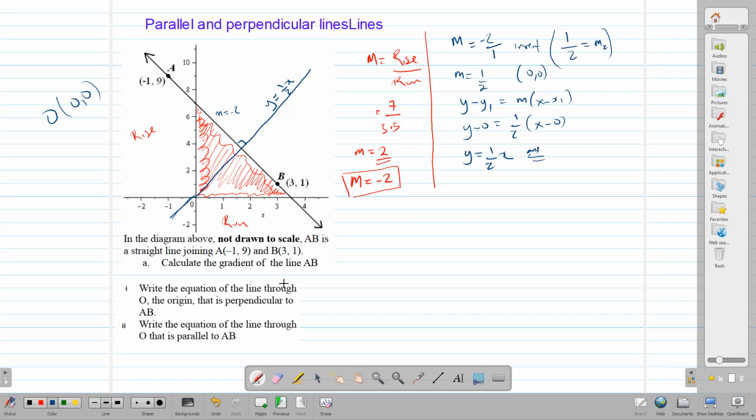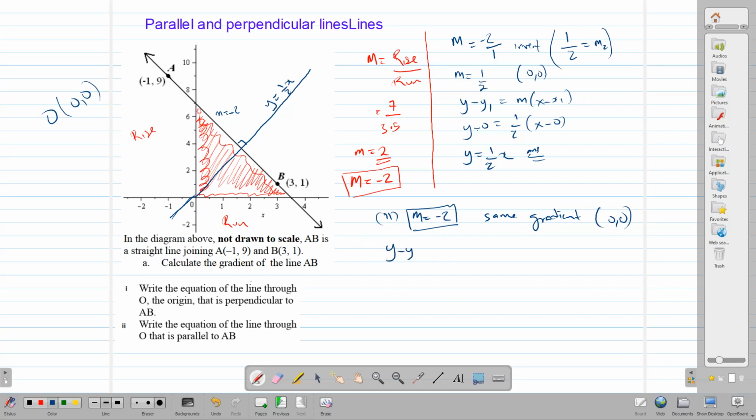All right. For the second part of the question, we are asked to write the equation of a line that is parallel to AB and passing through O. Parallel lines have the same gradient. So if we want to write the equation of a line that is parallel to a given line, we need to use the same gradient. Our first gradient m was negative 2. We want a line parallel to it, so we're going to use the same gradient, since they're parallel. And it passes through the point 0, 0, so we're going to use the same origin point.